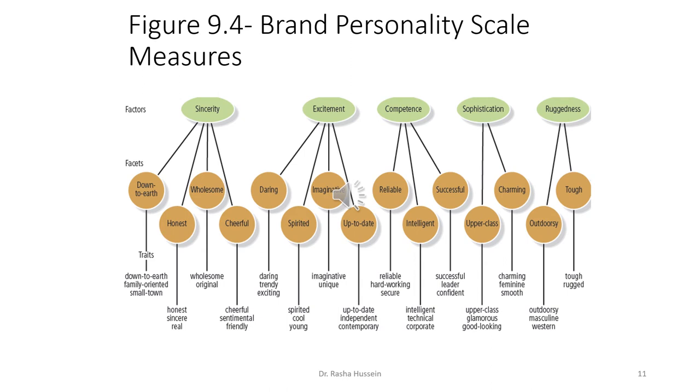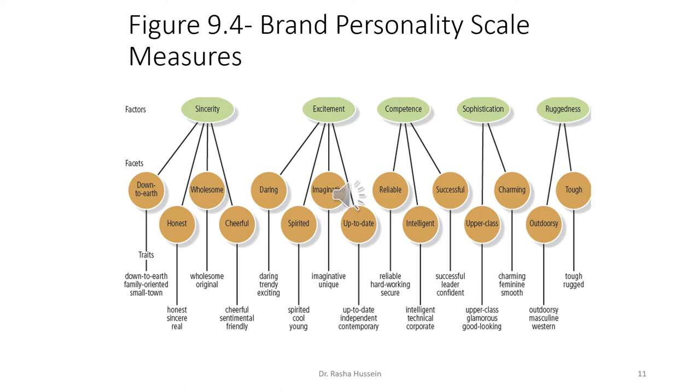Figure 9.4 illustrates brand personality scale measures. In your textbook, it is highlighted on page 335. This figure illustrates the specific trait items that make up the Aaker brand personality scale. Aaker is the founder of this scale.